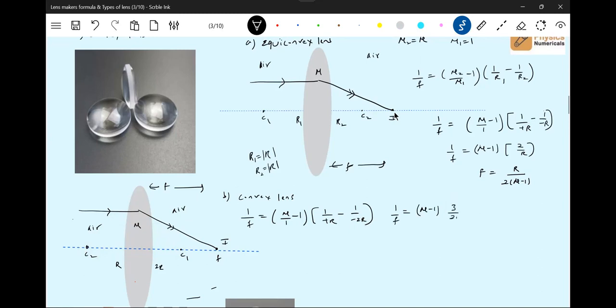So this will be 3 by 2R, or F equals 2R by 3 into mu minus 1. This is a convex lens. That was the equiconvex. If both the radii are equal, then it is called equiconvex. Here the radii are different. R1 is how much? I should put mod for this.